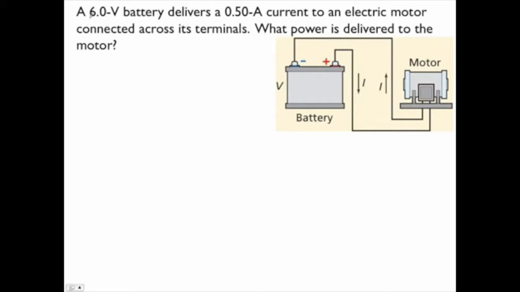So for this problem, we have a battery that is 6 volts. So we will write that down here as a volt of 6. And then it says that it's delivering a 0.5 amp current. So again, even though it's current, our symbol is I, and it's 0.5 amps. To an electric motor connected across its terminals. And then it wants to know, what is the power delivered to the motor? So we want to know the power.